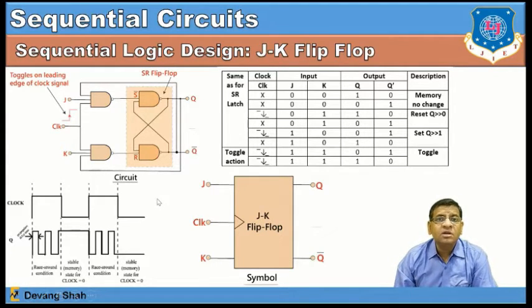So to remove this race around condition, we have to use a master slave JK flip-flop, and this is one of the very interesting designs you can see later on, right?